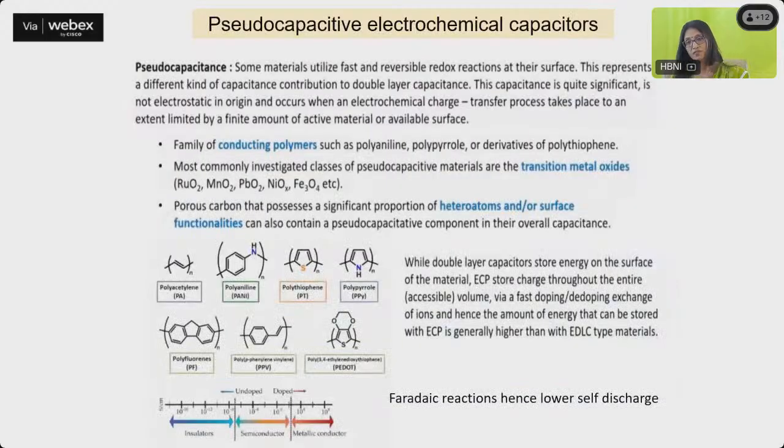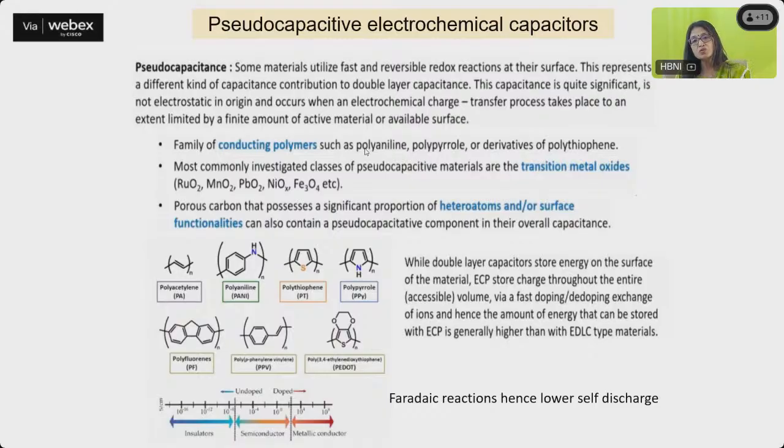Whatever we discussed was the EDLC, where you are having these electrical double layer capacitors. The other form is the pseudocapacitor, where you are having this Faradaic or the redox reaction happening. So this is utilizing fast and reversible redox reactions at their surface. What is happening over here is there is an electrochemical charge transfer process which is taking place. And this is limited by the finite amount of active material or the available surface.